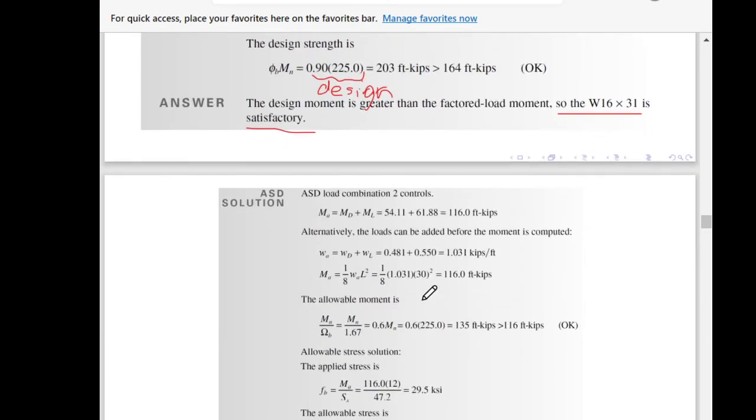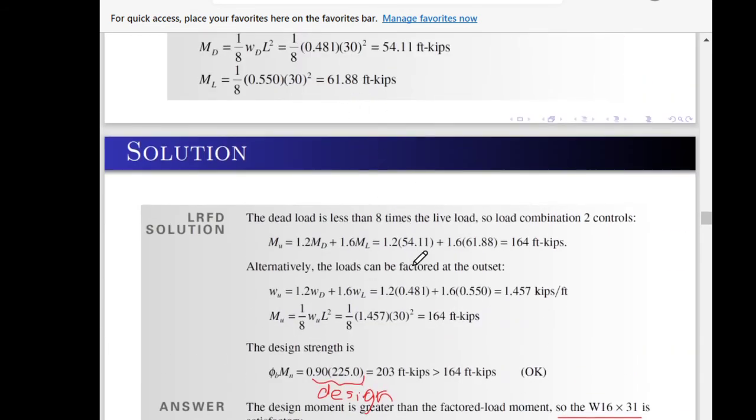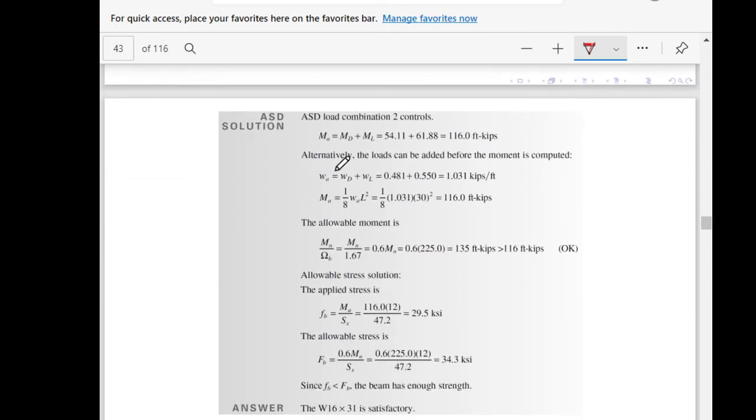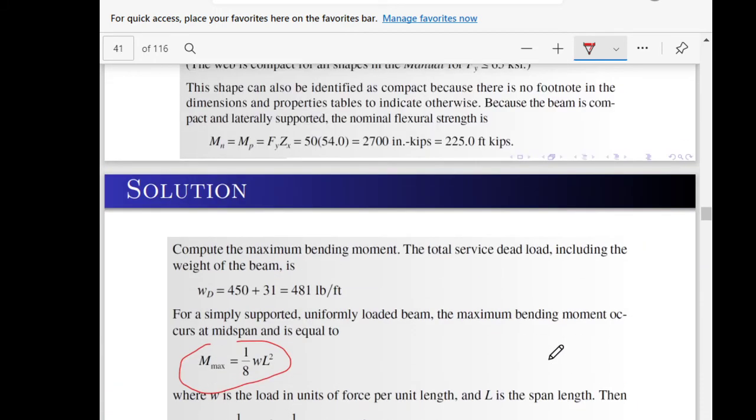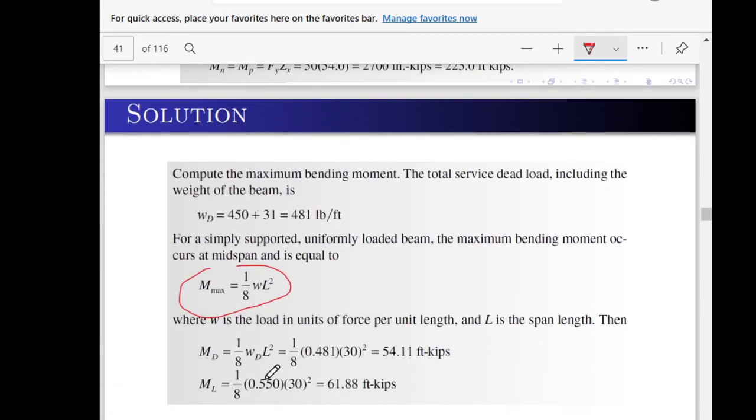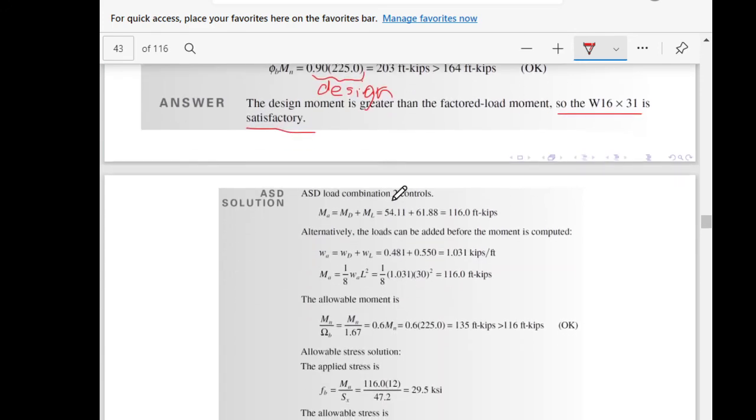For ASD, the computation and procedure are the same. It's just that your load combination for ASD, remember, is just the sum of your dead load and live load moments. In this case, the ASD load combination controls: 54.11 for the dead load moment and 61.88 for the live load moment. Summing these up, you have the applied moment for ASD, 116 foot-kips.